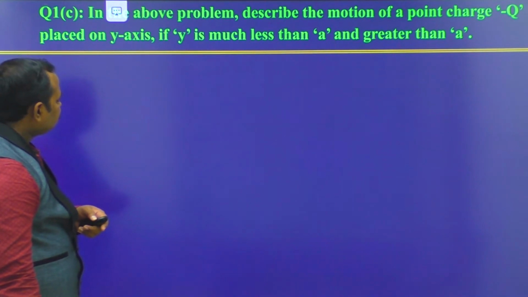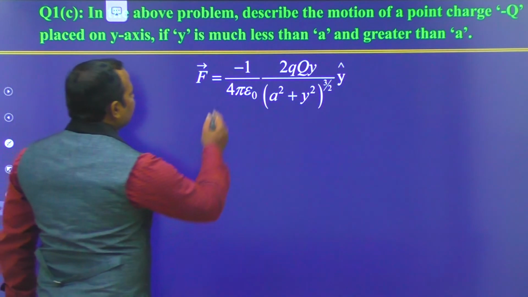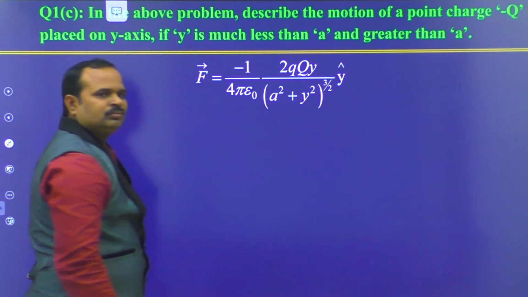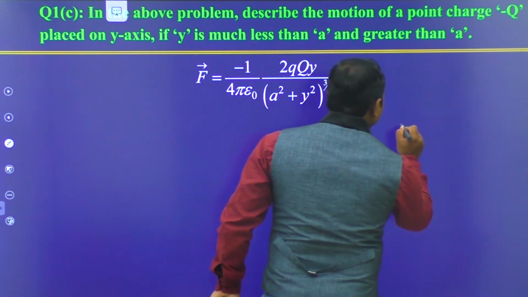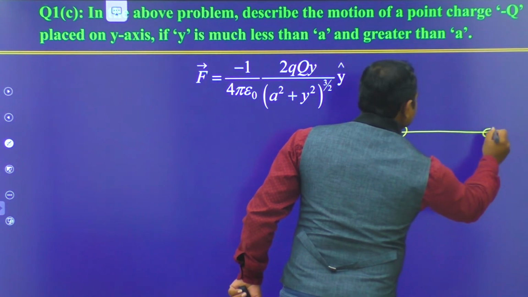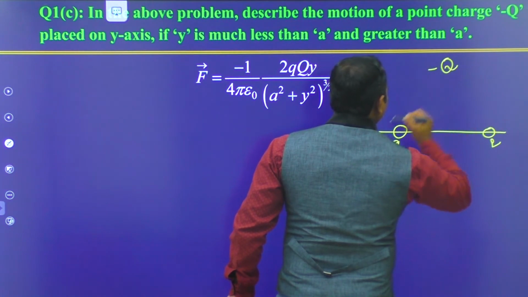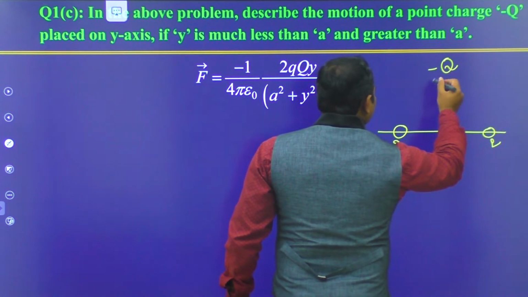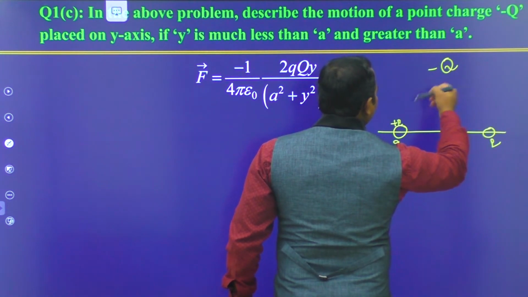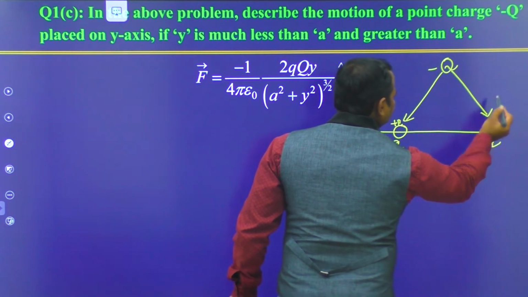Let us see. The force we already derived: F equals minus 1 by 4 pi epsilon naught, 2q cube into y by (a square plus y square) whole power 3 by 2. Now this is the description of the charges. This is the charge q, this is another charge q, and here is minus q. The direction of force: there is a force of attraction between them, so the direction of force is in this direction, and this one is also in this direction.